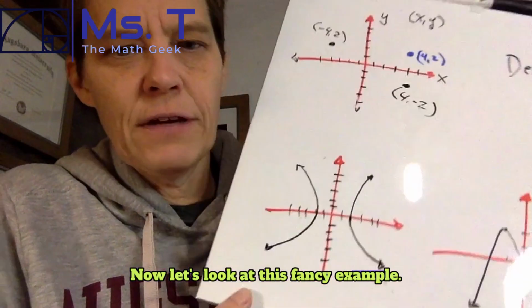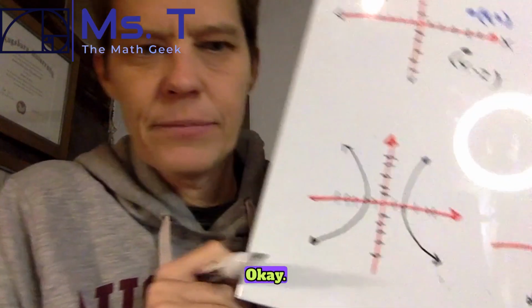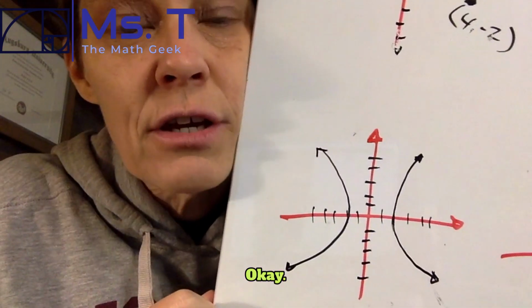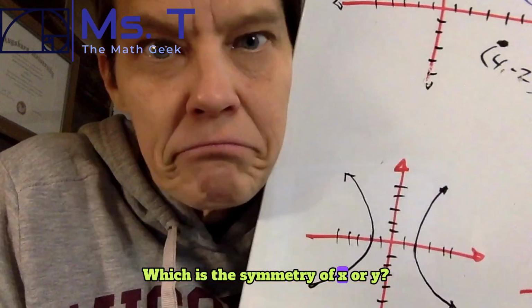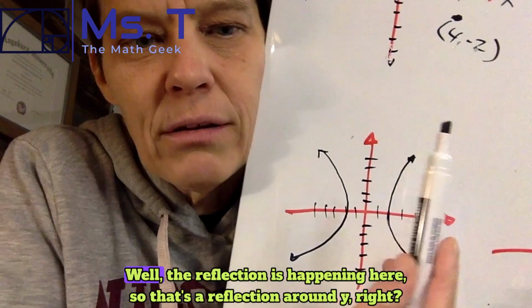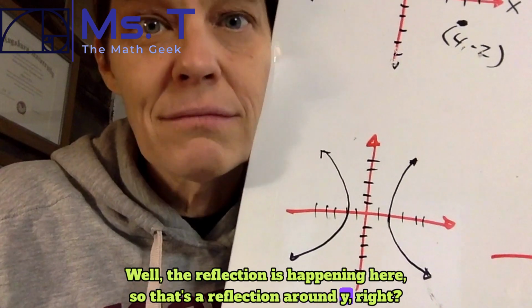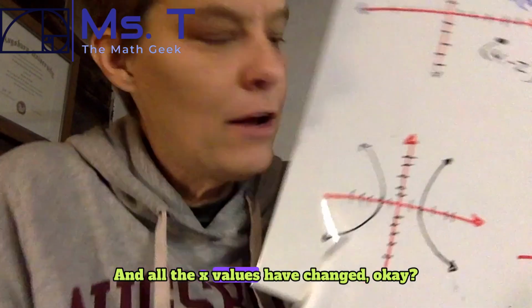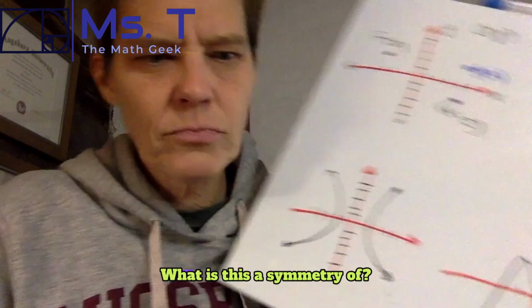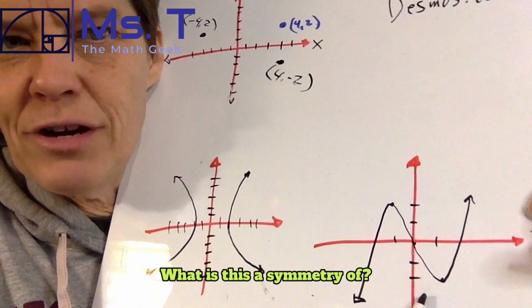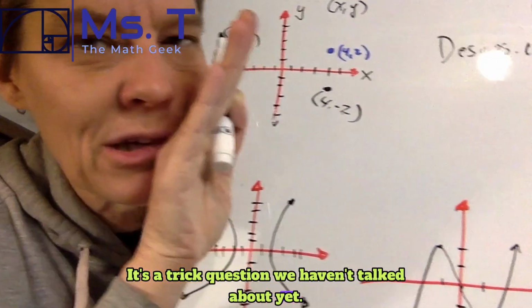Now let's look at this fancy example. Everything's freezing up on me. Okay, which is the symmetry of x or y? Well, the reflection is happening here, so that's a reflection around y, right? And all the x values have changed. Okay, what is this a symmetry of? It's a trick question we haven't talked about yet.